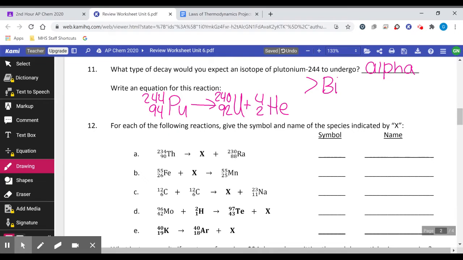Right here? You could flip those if you'd like to. You could totally flip those if you'd like to, as long as they're on the right side of your arrow, then that's great.